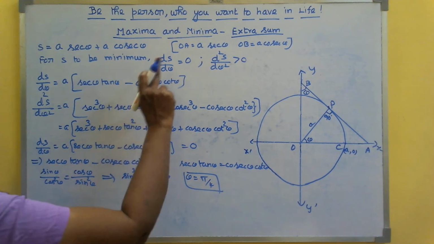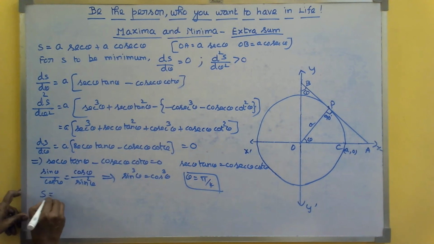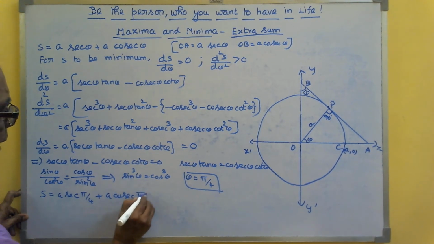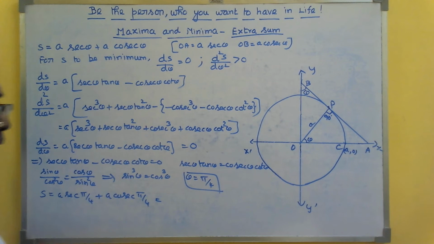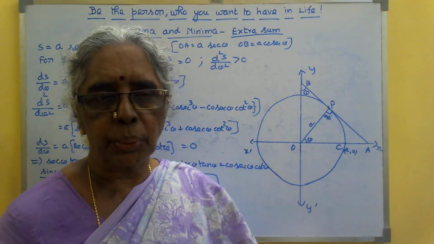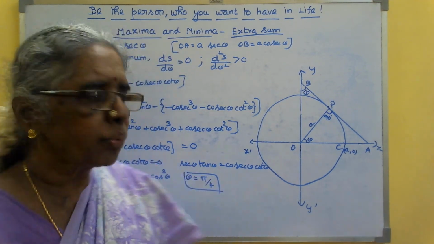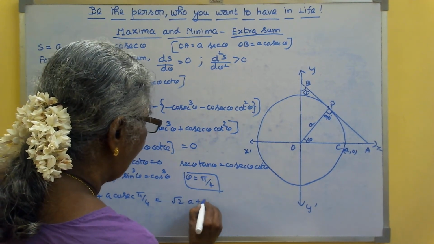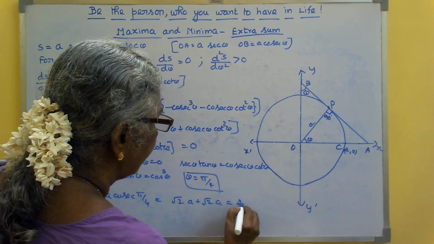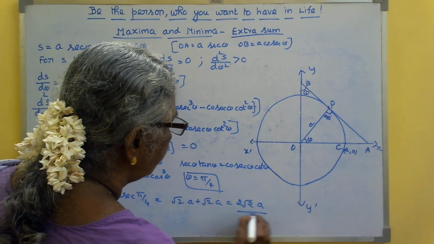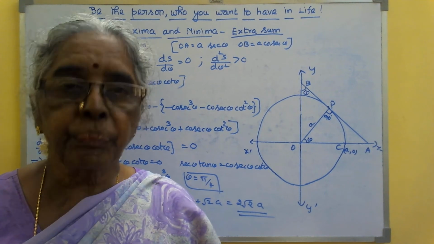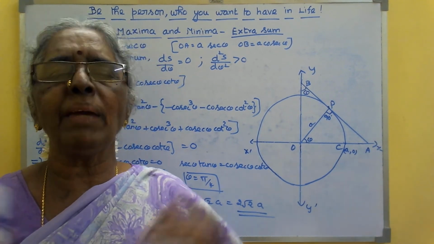Now your s is OA plus OB. So s is equal to a secant pi by 4 plus a cosecant pi by 4. What is secant pi by 4? It is root 2. Cosecant pi by 4 is also root 2. So I will be getting actually root 2a plus root 2a, which is 2 root 2a, and this is the minimum value of OA plus OB.